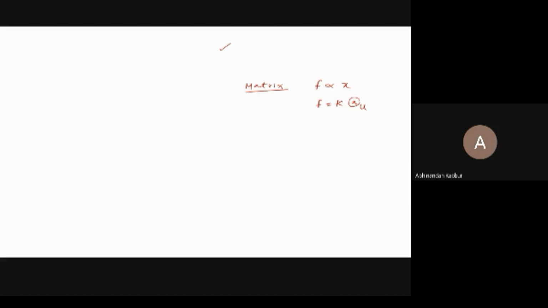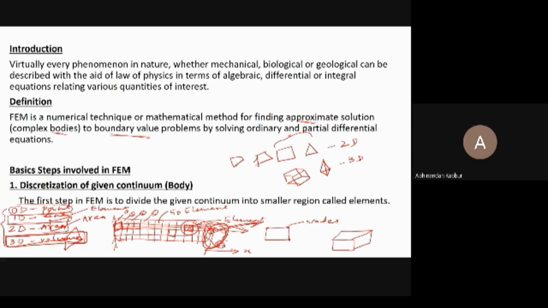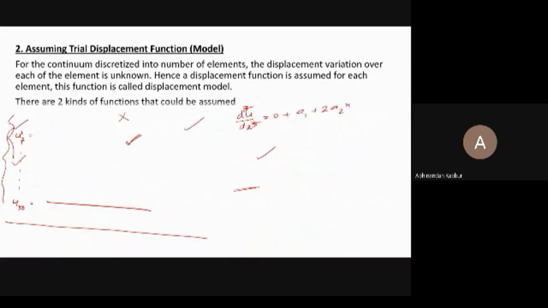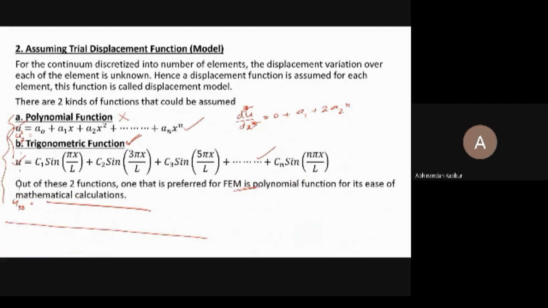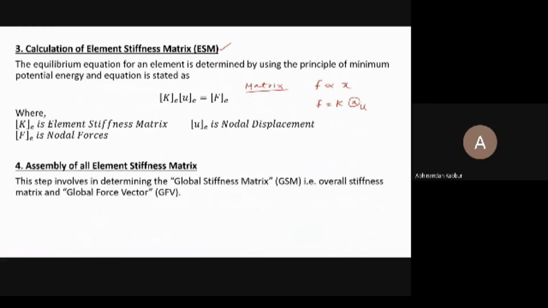As I mentioned here, see in the diagram, I have different elements. For each element, I have ESM, that is element stiffness matrix. So to get the solution, I have to add all the element stiffness matrix. If I add all the element stiffness matrix, I am going to get the global stiffness matrix. That is what I am trying to say here. That is the fourth step. So after ESM, I have to do the GSM.